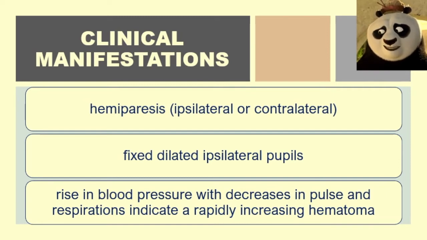It may be ipsilateral, especially if the compression is just minimal. But it may be involving both ipsilateral and contralateral if the extent of the compression is already a lot. Then, your patient may have fixed dilated ipsilateral pupils, especially if I'm talking about the compression of your cranial nerve for oculomotor movement. Then there could be a rise in blood pressure with a decrease in pulse and respiration, indicating a rapidly increasing hematoma. Notice the rise in blood pressure and decrease in pulse. You are recalling the signs of your Cushing's response and your Cushing's triad.